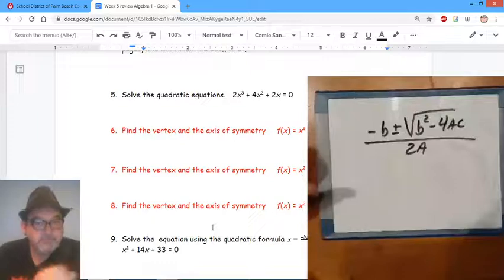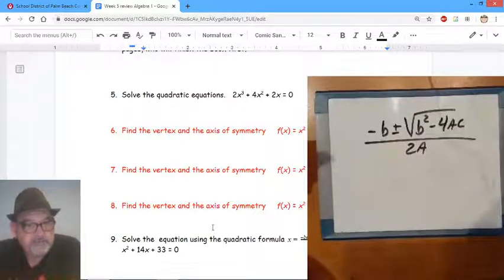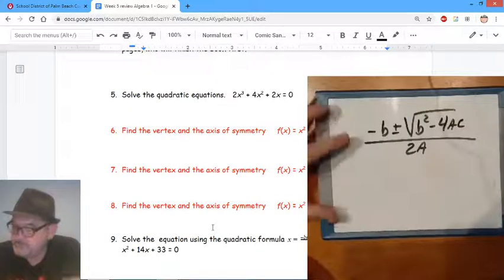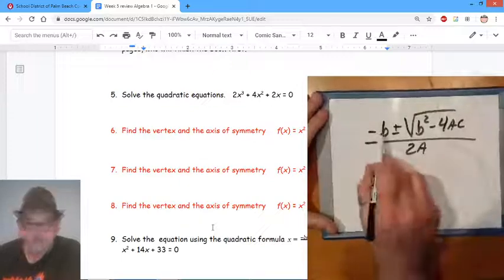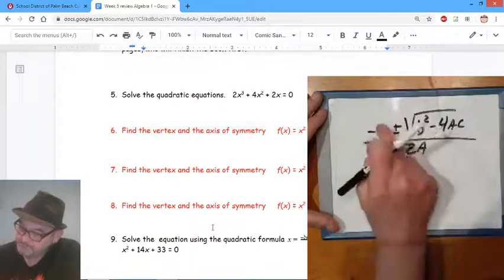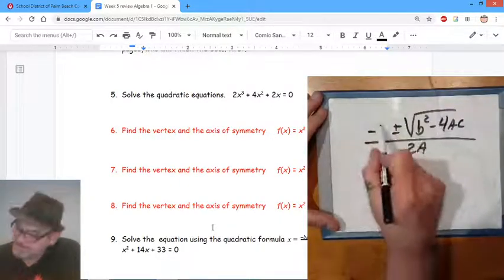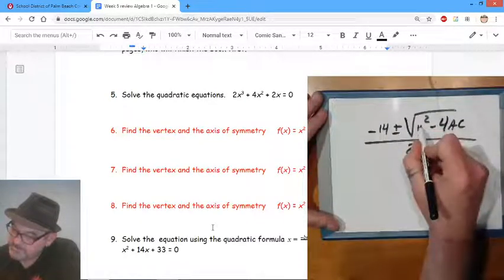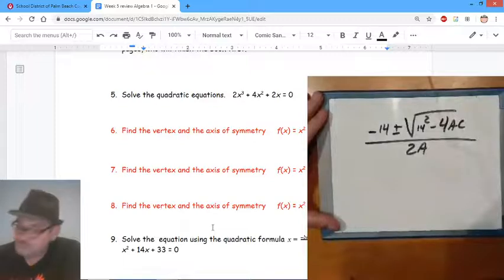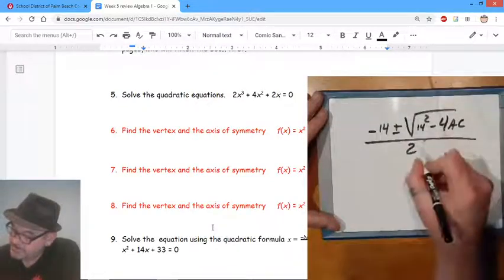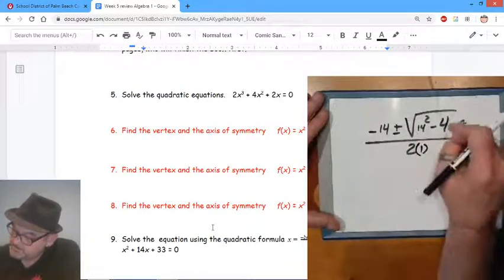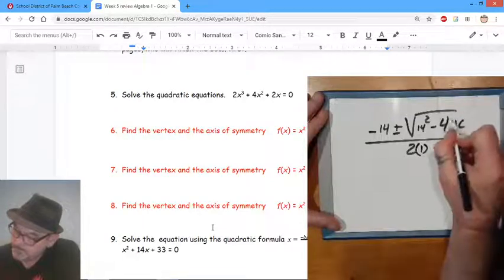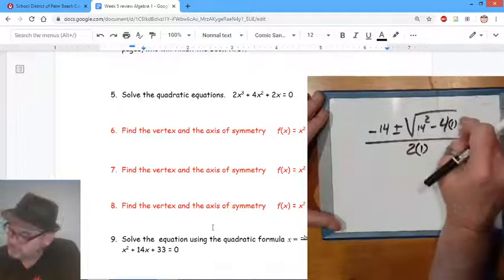All right, so let's look at, they have x squared plus 14x plus 33. So let's replace the b first. My b is 14. That's what's in front of the x. So that becomes 14. This becomes 14. My a is 1. This becomes 1, and this becomes 1. And c is 33, big numbers.